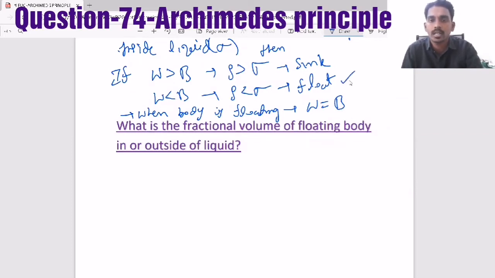Here, floating condition W less than B, because when you immerse it and leave it, like you take a ball and completely immerse it inside the liquid and leave it, then it will come up, because there buoyancy is more than weight of the body. But when you take the ball and leave it on the surface, then a small volume is inside and still it is floating. That means buoyancy will decrease and it will become equal to the weight of the body.